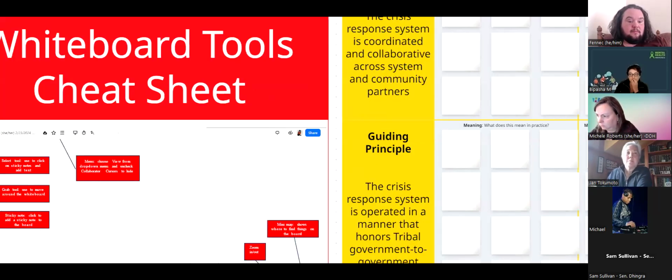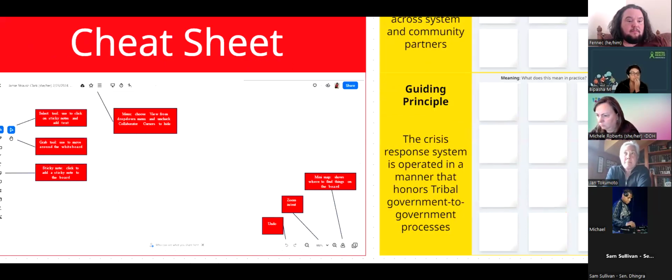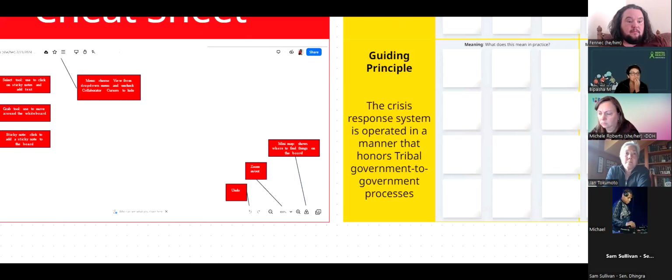Okay, so let me start with these functions that you should see in your lower right corner, the zoom in and out. You can click on that plus sign or the minus sign to zoom in and out. So when you have control, and you're not following me, you can zoom in and out of your whiteboard.